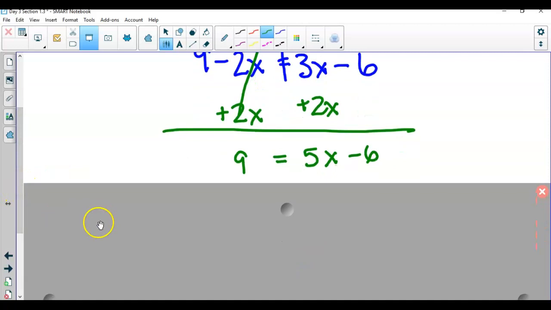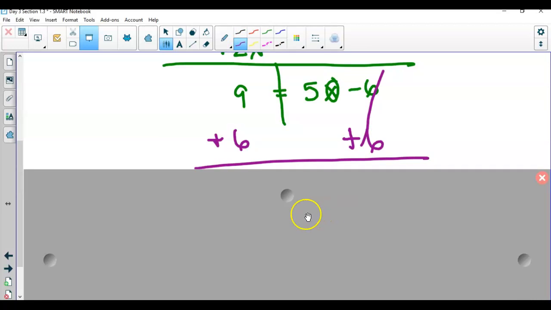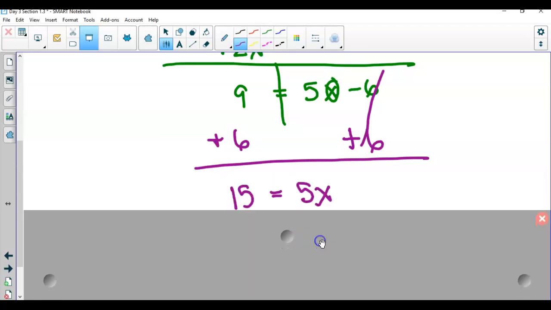Okay, now what I have is I'm all ready to solve for x. I want to keep x now on this right side. I want to get rid of the subtraction of 6 and the multiplication of 5. And I need to get rid of the subtraction of 6 and bring it to the left side by doing the opposite operation. That's going to cancel that out over here. And I'm left with 5x is equal to 15.